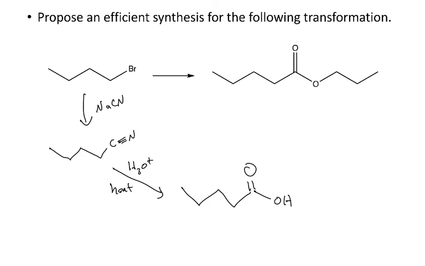I can then convert that into the ester a number of ways, but I think the easiest in this case, since I have the carboxylic acid, is to go with Fischer esterification. And so I'll use propanol in acidic conditions, and because this is an equilibrating process, to force that reaction to go to completion in favor of the products, I'm going to use excess propanol, and that should give me the final product.